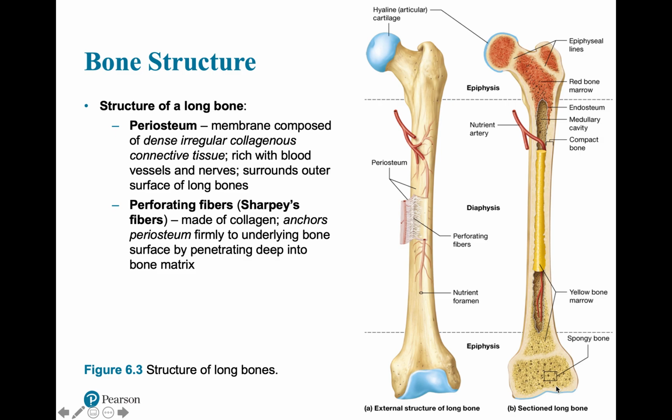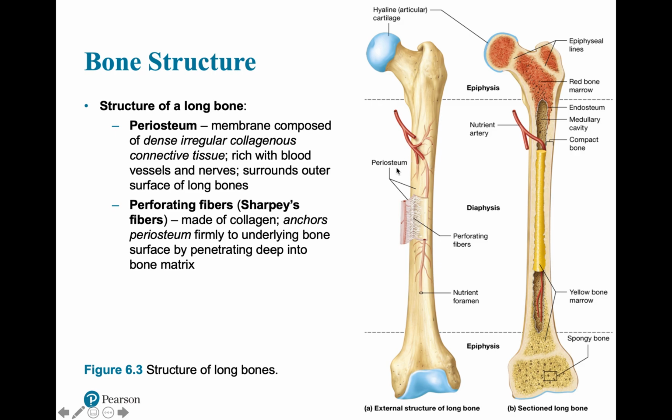Now we're going to talk about the structure of a long bone. All right. So all long bones have this structure in common. This image is a picture of a long bone, and this specifically is the femur. Surrounding the bone is a connective tissue covering called the periosteum. So peri, think perimeter, osteum, around the bone.